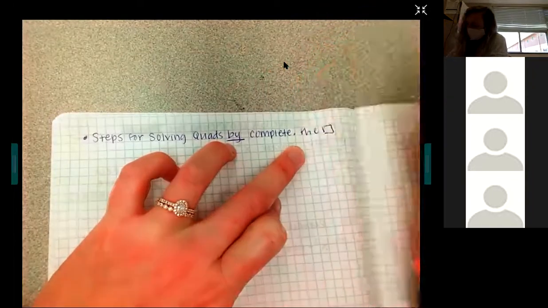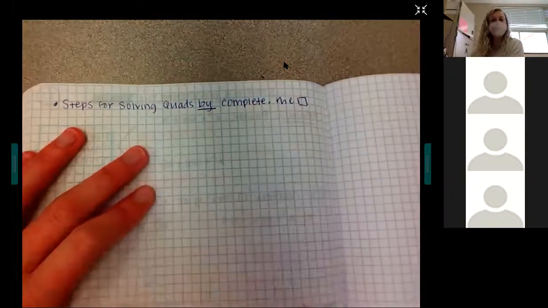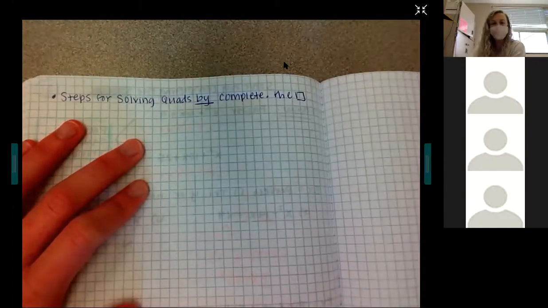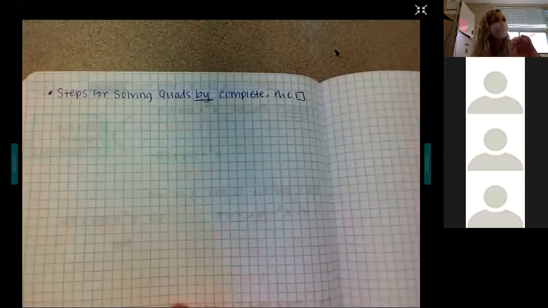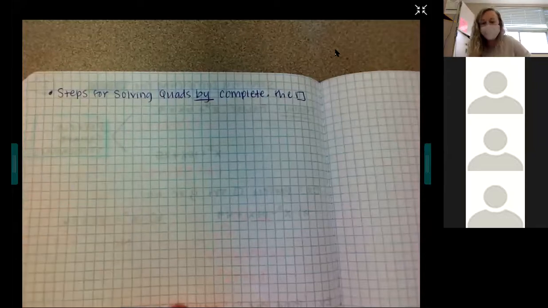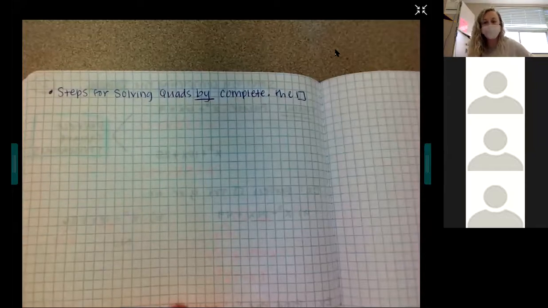I'm going to abbreviate because I ran out of room. That means completing the square. Y'all like my cute square I drew? If we just write the steps and then we'll go into examples. Because if I try to explain the steps as I'm writing them, y'all are going to be like, what? Y'all need to see it. So let's write the steps. I'll give y'all time to write, and then we'll go into examples, okay?